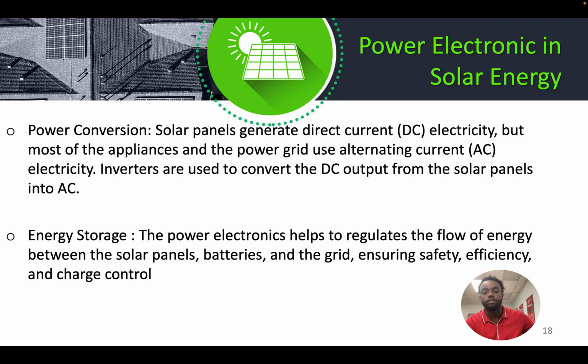Alright, to start things off, solar panels typically generate DC current, and while that may be good, most of our appliances and most of the outlets we use on the grid typically operate off of alternating current. So to fix this, we use power electronics, and we use an inverter to convert the DC output of the solar panel into AC.